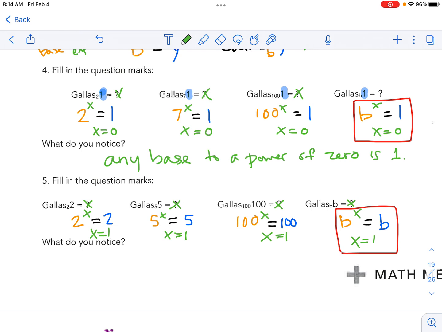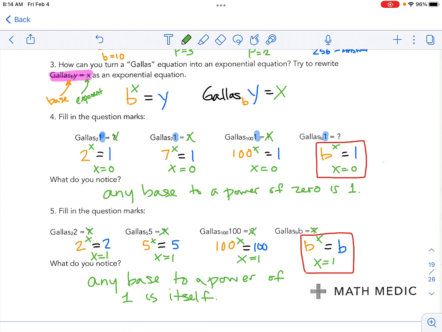Okay, so the general comment would be any base to a power of 1 is itself. In other words, the value of the base.